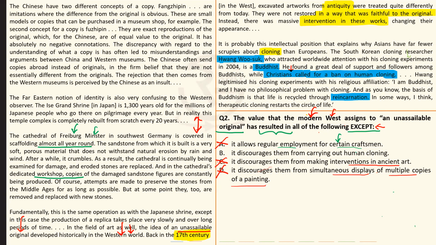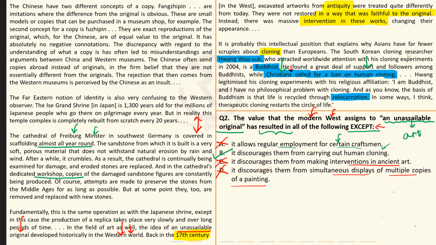Okay, so the problem with option B, why is it the answer, is that it is because of their religious beliefs. This unassailable original concept is strictly with respect to artwork, buildings and so on. But here we are talking about human cloning, and Christians have called for a ban on human cloning. So this shows a religious inclination and not the artwork original concept being applied. That is why the answer becomes B. So even though statement B is true when it comes to Western people not being okay with human cloning, the underlying reason is not the unassailable original thought. The underlying reason is religion.